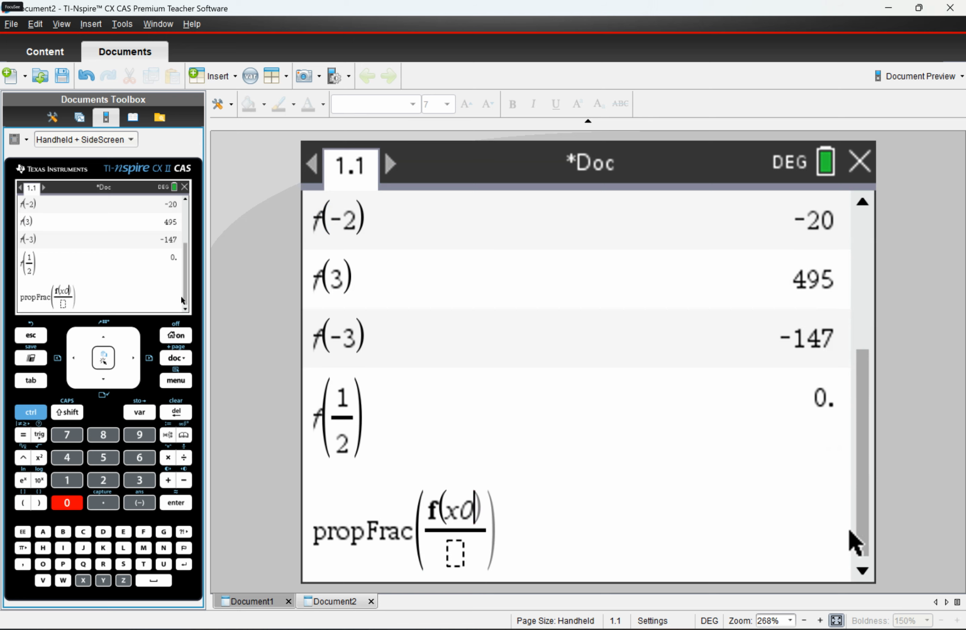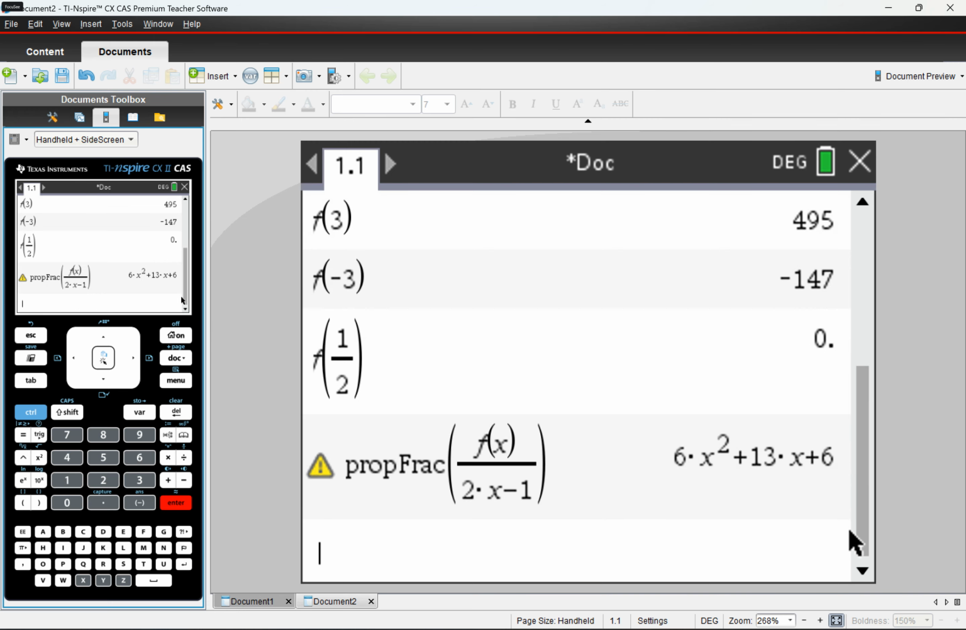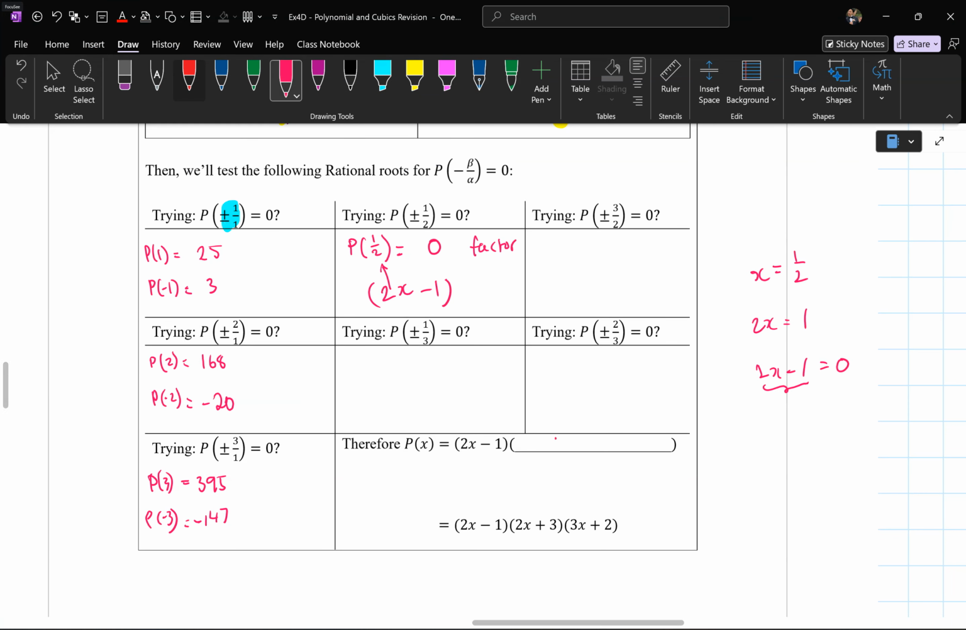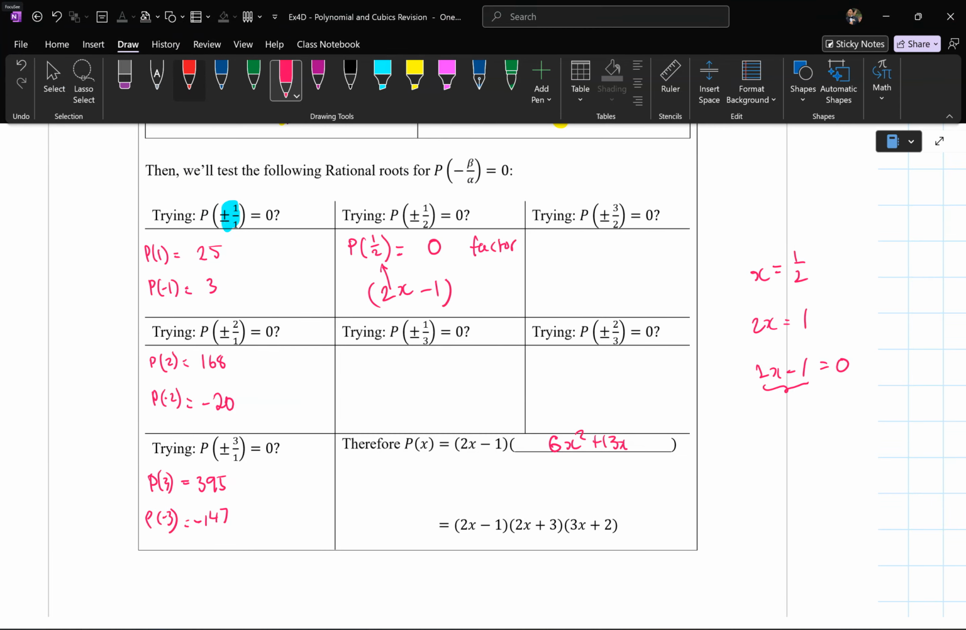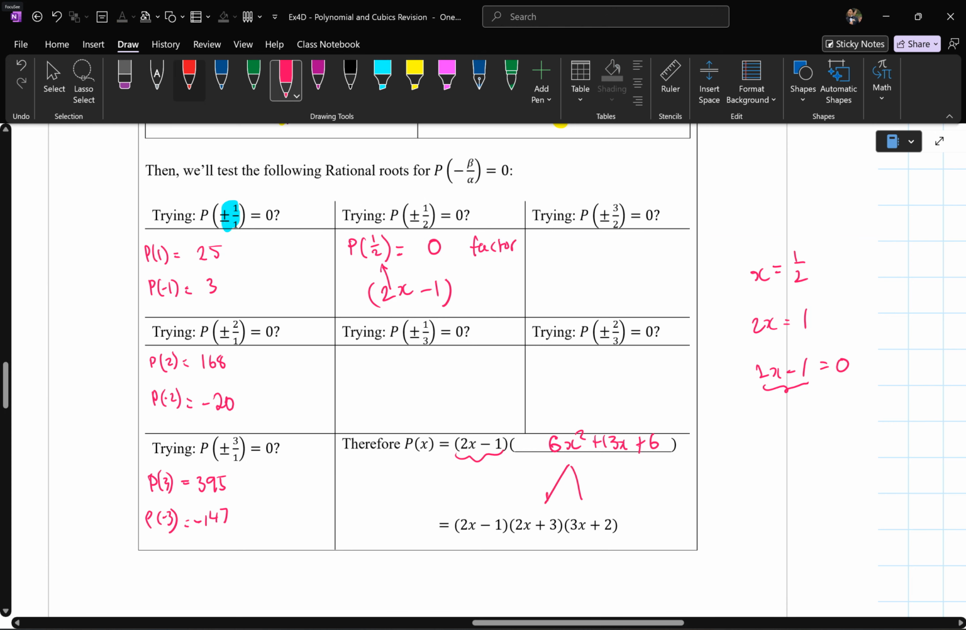Let's type it in. So I got f of x divided by 2x minus 1. Yep, there we go: 6x squared plus 13x plus 6. If you did your polynomial division by hand, this is your quotient. It should work out nicely as 6x squared plus 13x plus 6. If they ask you to find the linear factors, this is a linear factor, but this is a quadratic factor. It's not a linear factor, it's quadratic. So you would have to factorize that using quadratic techniques that you have practiced in exercise 4a.